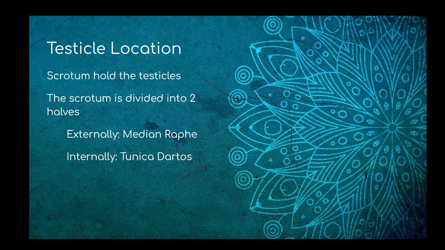Internally, though, it's called the tunica dartos, and it's something that we can see by ultrasound, not something that we particularly evaluate, but it is the structure that splits the scrotum into the two halves.